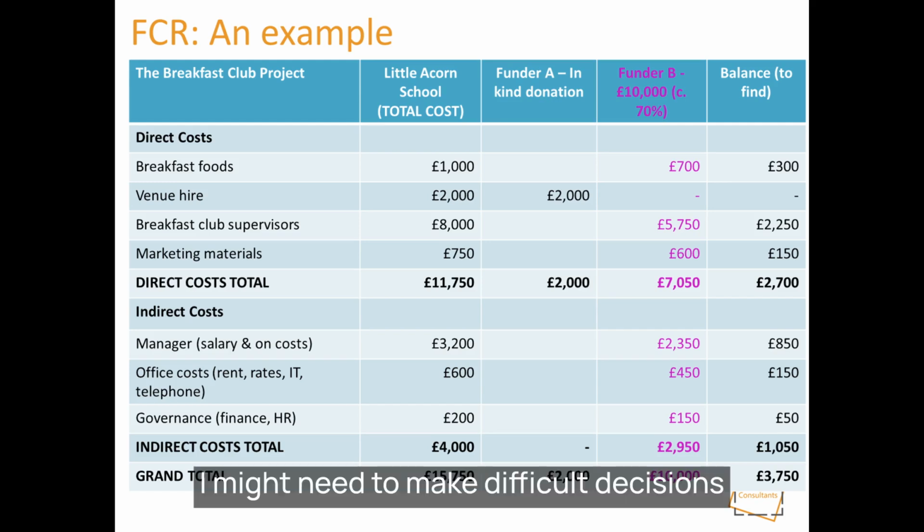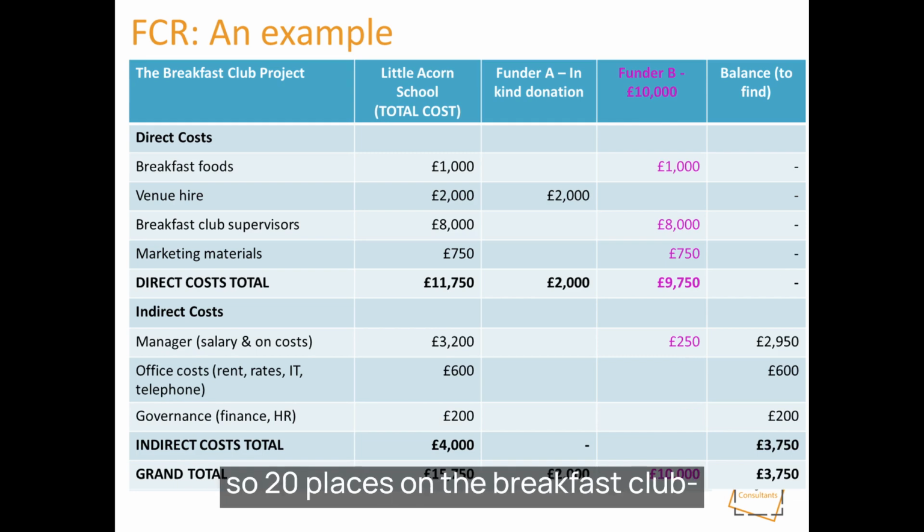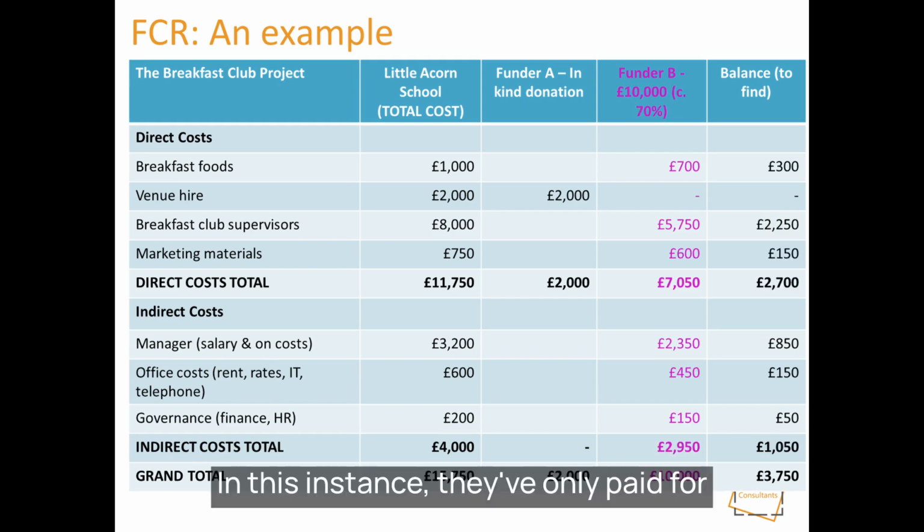I might need to make difficult decisions about only offering 70% of the places, i.e. 14 spaces in my Breakfast Club, or perhaps only operating 4 days a week. But I can be honest with Funder B that that's how their money has been spent. In the previous example, we saw all the money being spent on the children, so 20 places on the Breakfast Club, 20 people getting food every day. In this instance, they've only paid for 14, and that's all we're going to deliver.